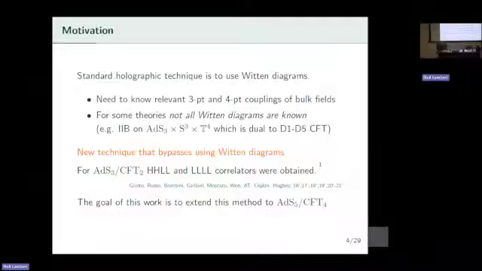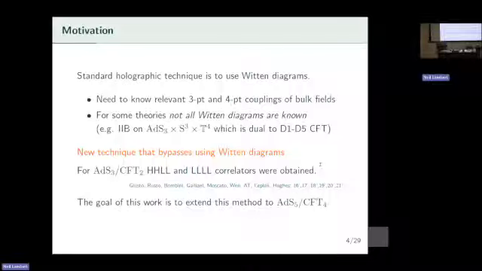And if you want to compute 4-point correlators in this theory, we have to develop alternative techniques which are not using Witten diagrams. And indeed, this method was proposed in the context of this theory. The first non-trivial results, both about heavy-light and all-light correlators, were obtained using this method. It was done by many people over a range of years.